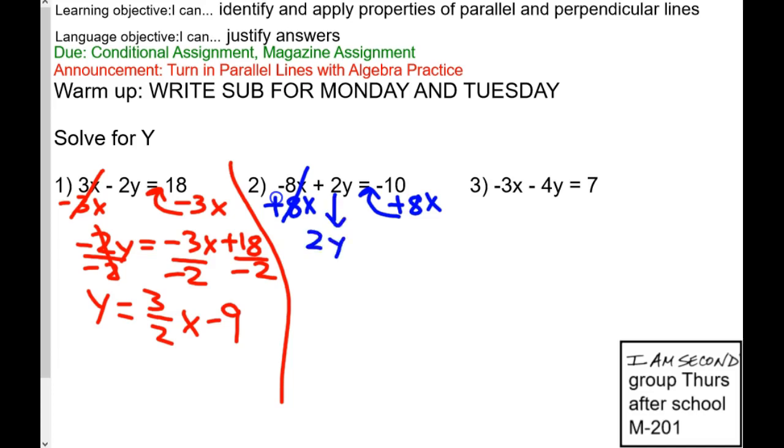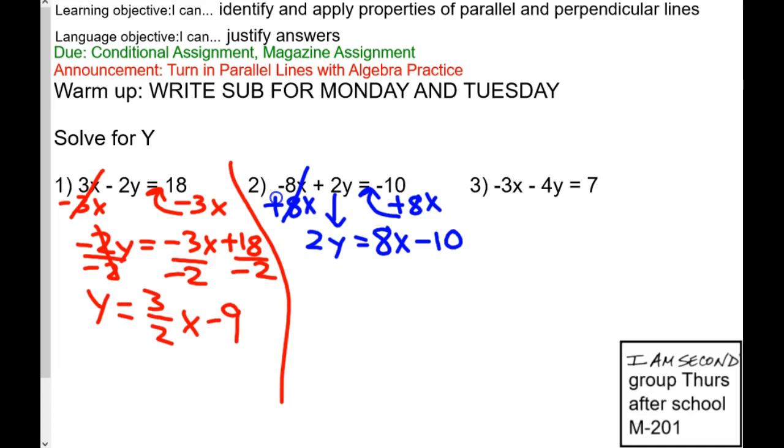2y equals, what do I write first? Following along: 8x, and then minus 10 after that. You could put plus negative 10, either way. Now, any questions so far? I got rid of the x by doing the opposite. I put it in the right place.